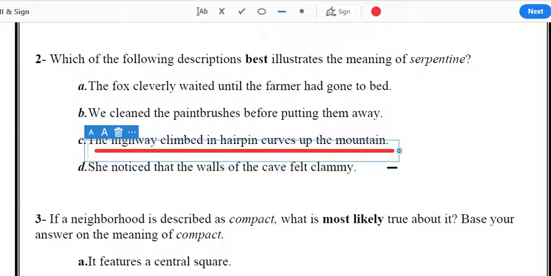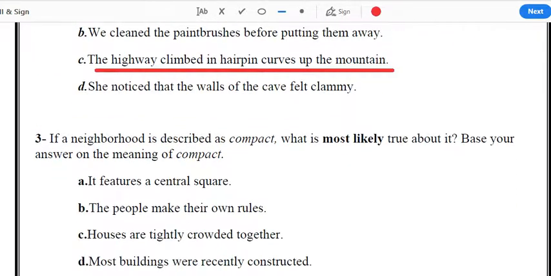And in this sentence, it said the highway climbed in hairpin curves. Do you know the hairpin? It is this thing. It's like a pin that the girls put in their hair. And it has curves up and down like the mountain. That's why they are not straight. Like a snake, it means twisting or not straight.